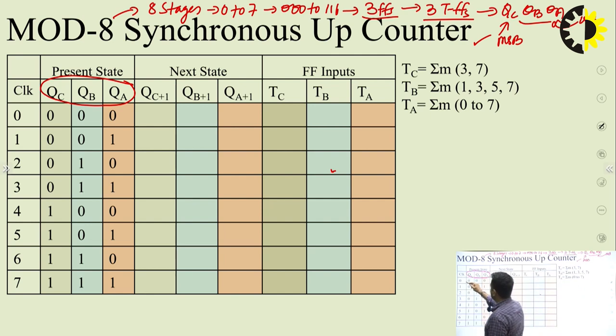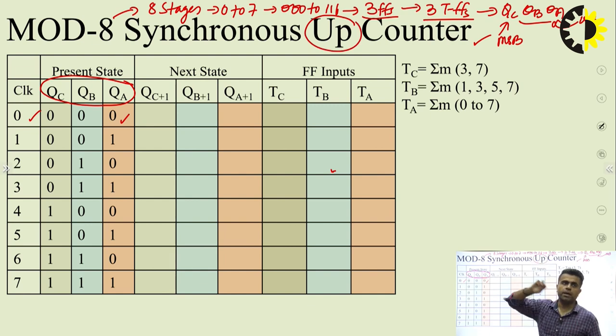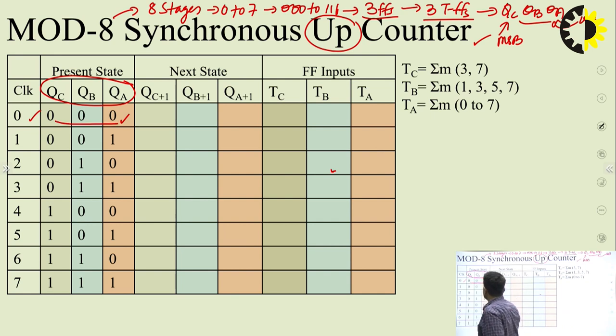And initially, as in case of the asynchronous counter, if the clock is 0, all flip-flop outputs are 0. Now, as soon as I start applying the clock pulses, the count will move from one stage to another, and that stage will depend on the type of operation I want to perform. Here we have mentioned up counter. That means the next stage will be one higher than the previous stage. So this present stage is 000. The next stage will be 001.